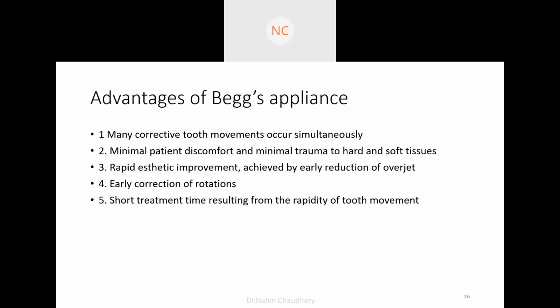So the advantages of the Begg's appliance are that it allows many corrective tooth movements that occur simultaneously, minimal patient discomfort, and minimal trauma to the hard and soft tissue, because it applies light continuous forces. It also allows rapid aesthetic improvement by the early reduction of the overjet and overbite. It also allows the early correction of the rotation, and it has a short treatment time because of the rapid movement of the tooth.